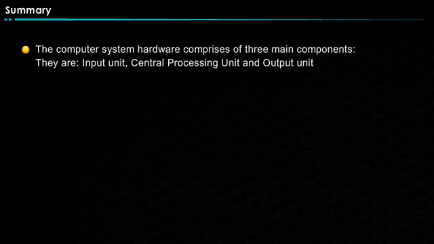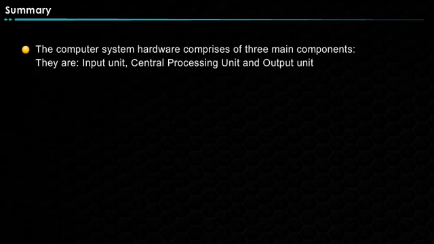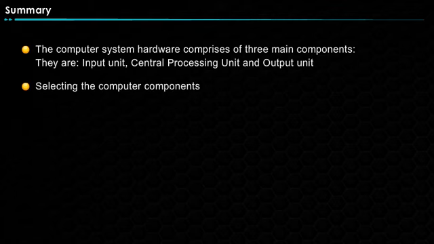Today we have learned the computer system hardware comprises of three main components. They are Input Unit, Central Processing Unit and Output Unit. Selecting the computer components.